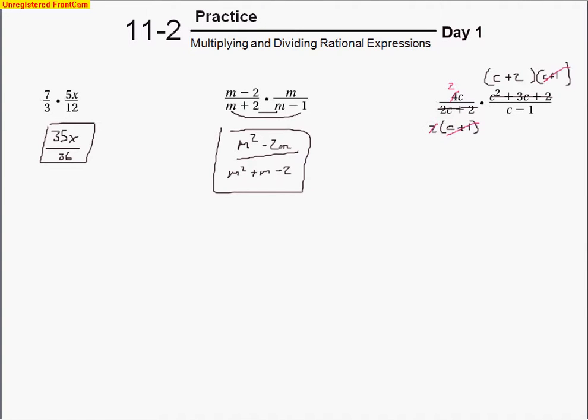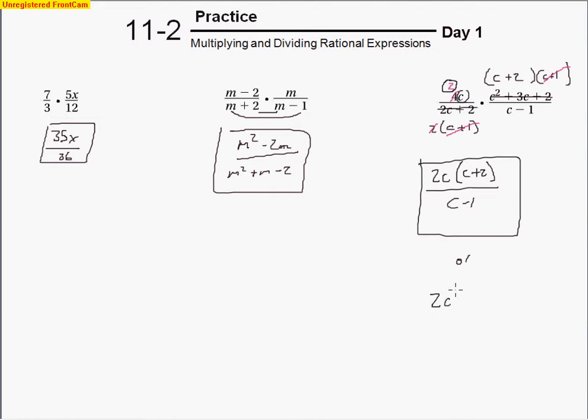There's no other canceling, so I'll just go ahead and multiply what's left over. What's left over is the 2 and the c, and the c plus 2. So I've got 2c times c plus 2. And then down below, all of this is now gone, so I'm just left with the c minus 1. So this is one answer. You could do that, or you could multiply it out. 2c squared plus 4c all over c minus 1 is the other answer you might end up using.